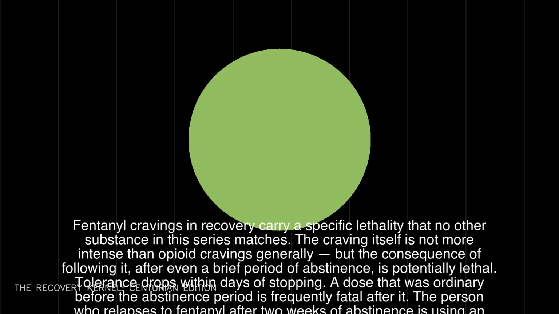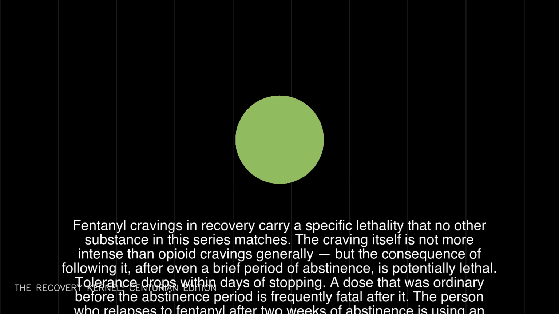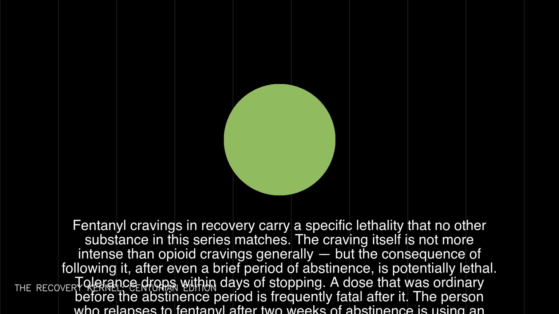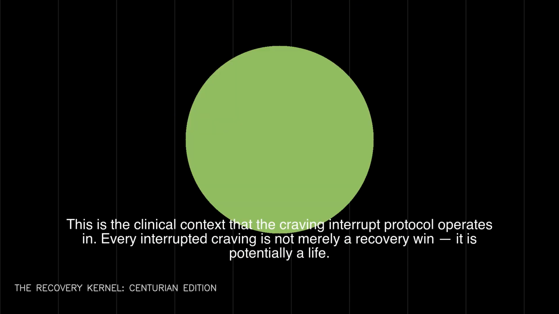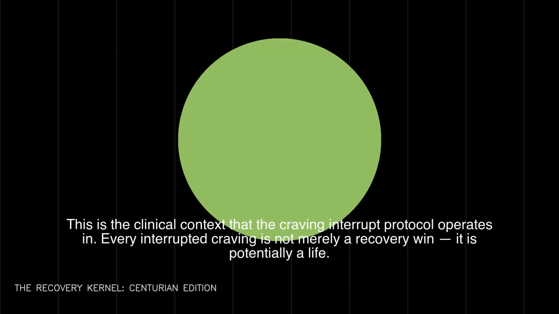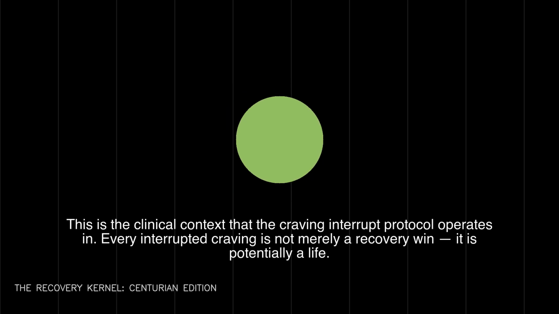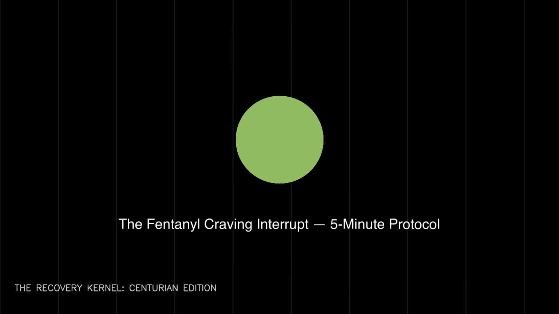Tolerance drops within days of stopping. A dose that was ordinary before the abstinence period is frequently fatal after it. The person who relapses to fentanyl after 2 weeks of abstinence is using an unknown dose of an unknown supply with dramatically reduced tolerance. This is the clinical context that the craving interrupt protocol operates in. Every interrupted craving is not merely a recovery win, it is potentially a life.